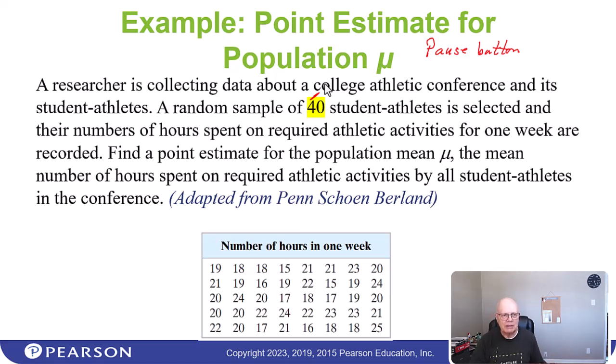So in this one, notice that we've got a bunch of data, a whole table full of data, and this is a random sample of 40 student athletes. We want to get an idea of what is the mean number of hours they spend on athletic activities. Now, we're talking about all student athletes, so we want the population mean.